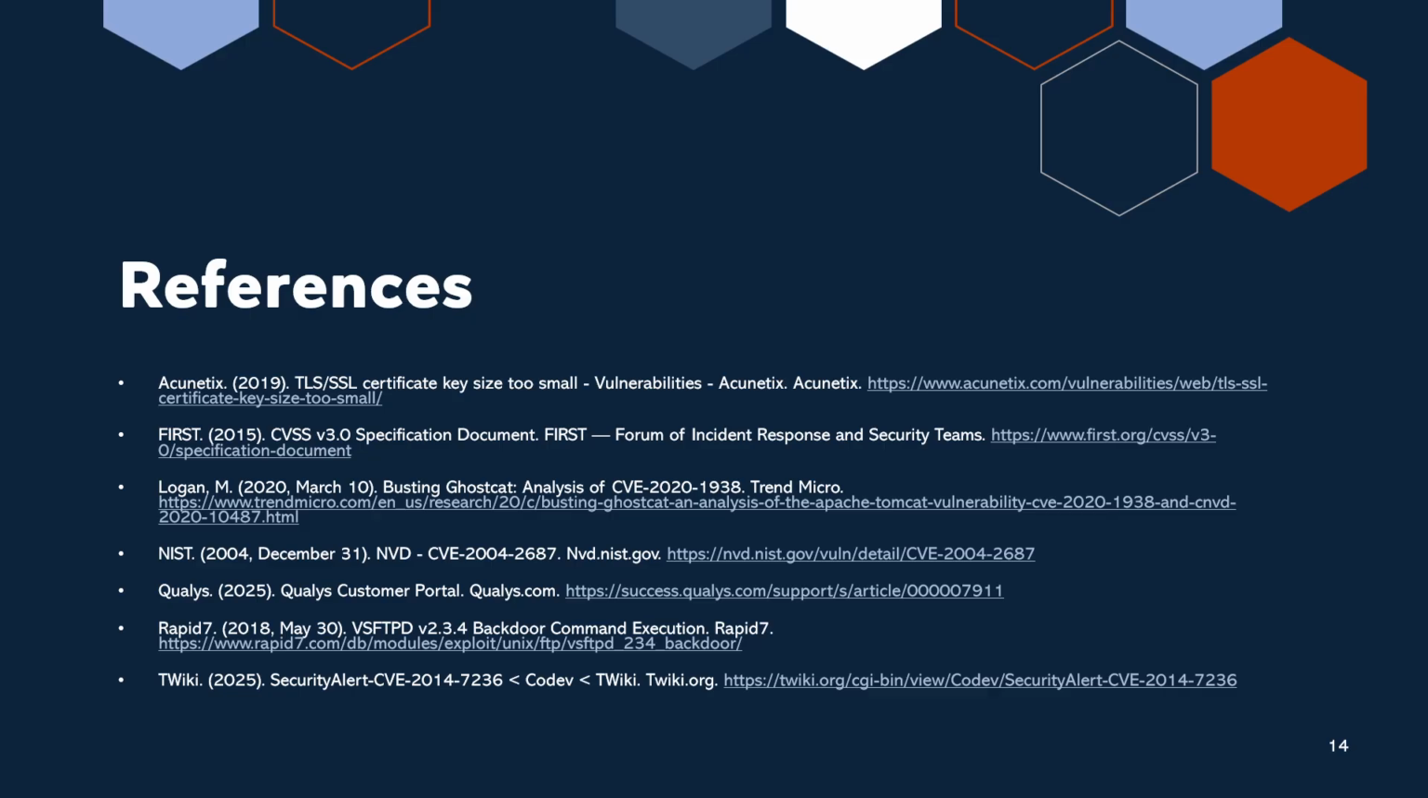All of the findings and technical details were supported by reputable sources. Here are a few which you will find in my report overall, including NIST's CVE database, the CVSS specification from FIRST, and research from vendors such as Rapid7, TWiki, Trend Micro, and Qualys. These references ensured accuracy and alignment with industry standards and made sure that I wasn't just pulling this information out of nowhere.